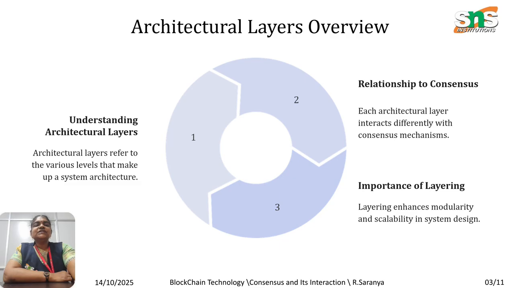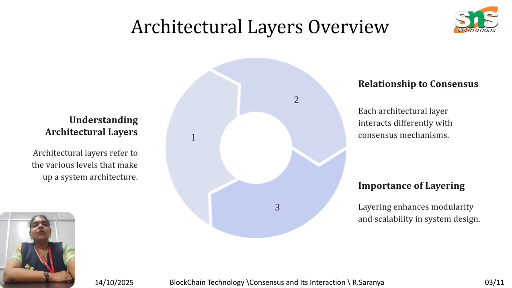Coming to the architecture layer overview, why is it mainly needed? For understanding the architecture layers, it refers to the various levels of system architecture. We know that in normal network architecture, we have various types of layers. Each layer performs its own function. So we have to understand how we can map our blockchain technology to that particular system architecture.